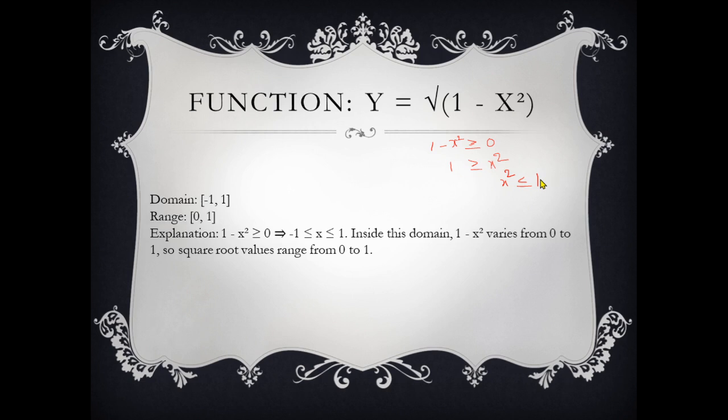Then the range is 0 to 1. That includes the minus 1 and 1. So the domain is minus 1 to 1. We have to put closed brackets or square brackets. Range is 0 to 1.